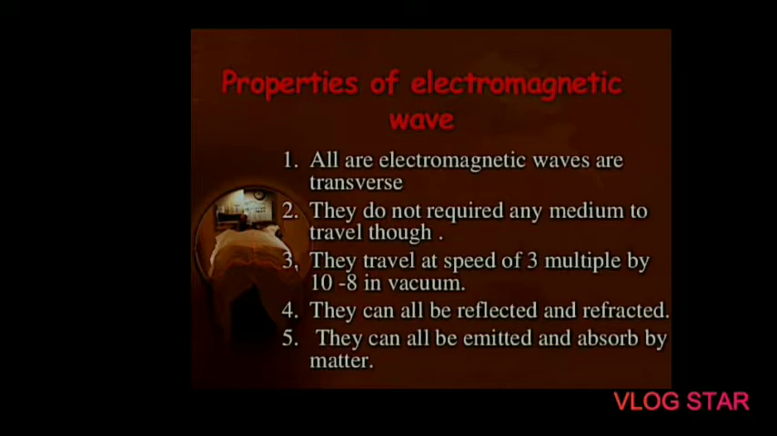Next point is the properties of electromagnetic waves. There are various properties of electromagnetic waves. Some of them are: first, all electromagnetic waves are transverse, that means they are perpendicular. Second property is they do not require any medium to travel. That means electromagnetic waves can be transferred through any medium like solid, liquid or gas. They travel with a speed of 3 x 10^8 meters per second in vacuum. Next property, they can all be reflected and refracted, and last, they can all be emitted and absorbed by matter. So these are the properties of electromagnetic waves.